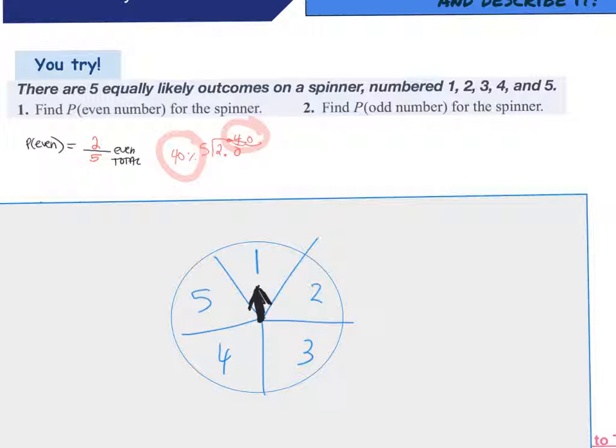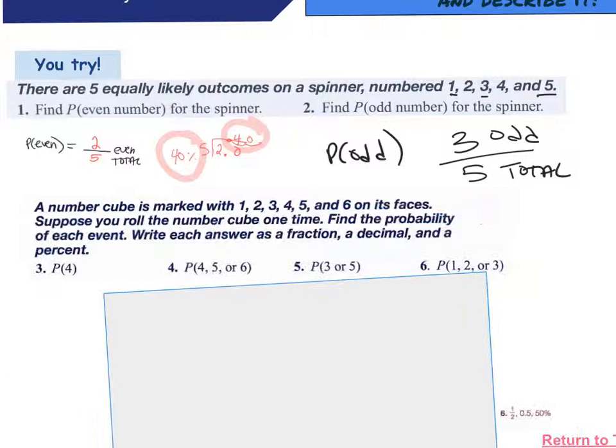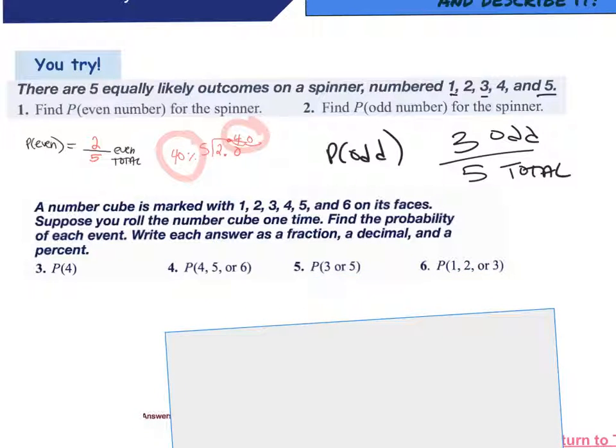So what is the probability of spinning an odd number? In this case, there are a total of 3 odd numbers, 3 odd out of 5 total. So as a fraction, the probability is 3/5. If I asked you to write it as a decimal, you would divide, and as a percent, you would then move the decimal point over. So in that case, it would be 60%. If I already found the probability of an even, I know the probability of an odd is the other one.